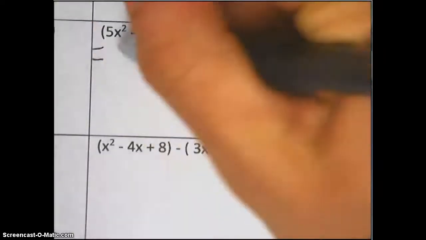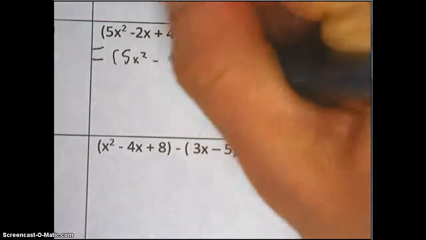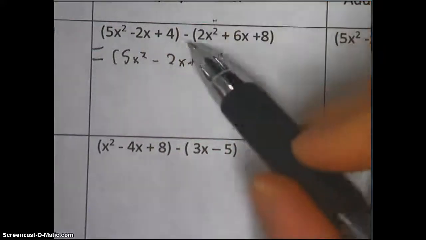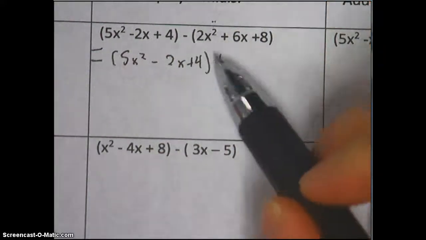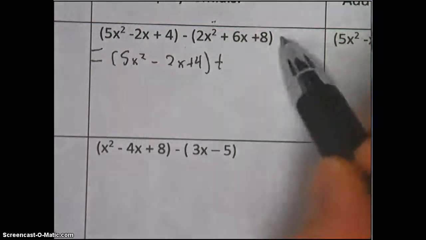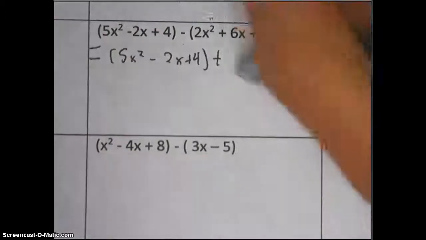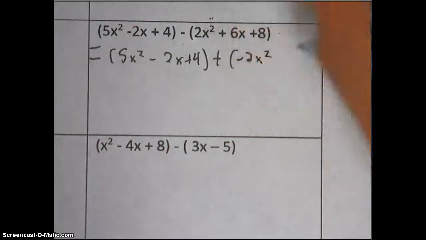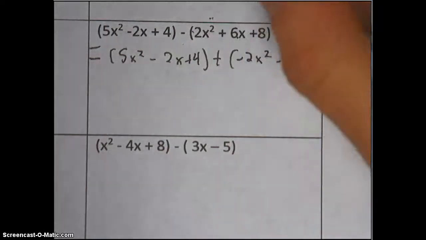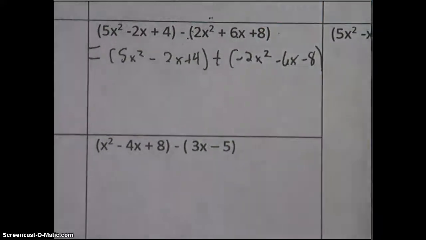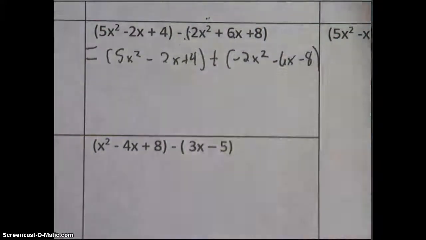So I'm just going to keep this 5x squared minus 2x plus 4, and I'm going to change the sign in the middle from a minus to a plus, because I'm just going to distribute this minus sign to all three of these terms in this trinomial. So negative times 2x squared is negative 2x squared. Negative times 6x is minus 6x, and a negative times 8 is minus 8. After you've distributed the minus sign, we're just adding.